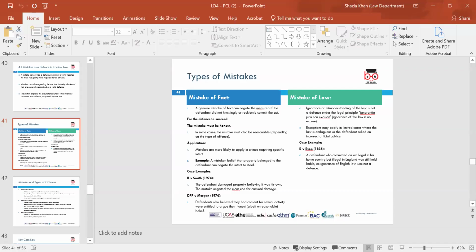Thus, a defendant cannot claim that he was relying on a case from 200 years ago when it is apparent that there have been subsequent developments in the law. In the case of R v Esop, 1836, a defendant who committed an act legal in his home country but illegal in England was still held liable, as ignorance of English law was not a defence.